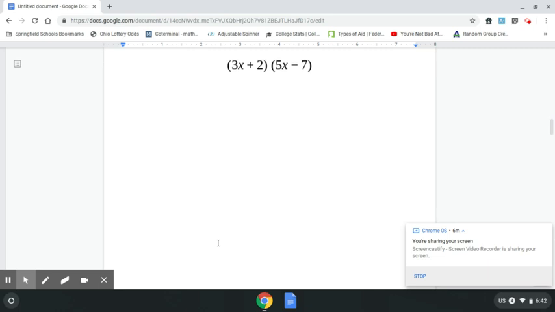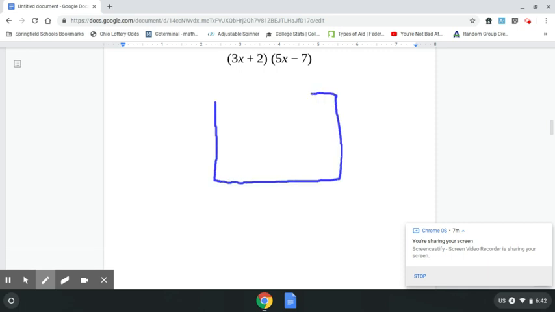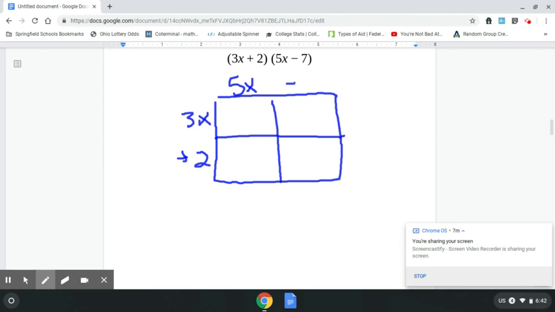All right, let's take a look at another one. Now I've thrown some coefficients out in front of x here. It doesn't change. I'm not going to do the FOIL method anymore, just in the interest of time. So we're going to take a look at the box method from here on out. It's another binomial times binomial. So I draw my 2 by 2 box. I've got 3x plus 2, and I've got 5x minus 7. I could put 3x plus 2 up top and 5x minus 7 on the left. It doesn't matter. Feel free to pause this video if you want to try this on your own, and then we can compare at the end.